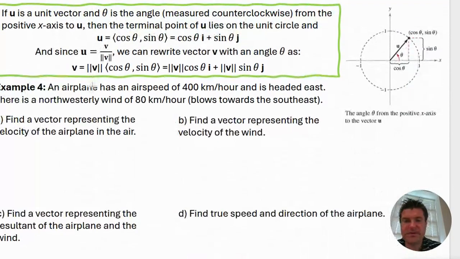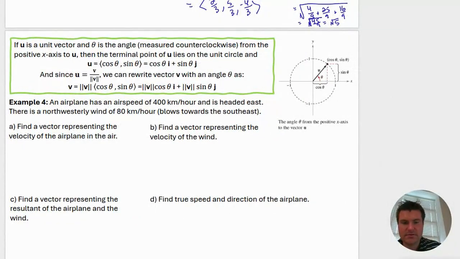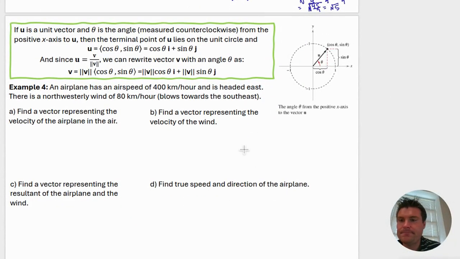All right, let's go ahead and move on to our last section here. If you use a unit vector, and theta is the angle measured counterclockwise from the positive x-axis to u, then the terminal point of u lies on the unit circle, where u is going to be cosine theta, sine theta, which, by the way, we can verify is a unit vector that does have a length of 1.